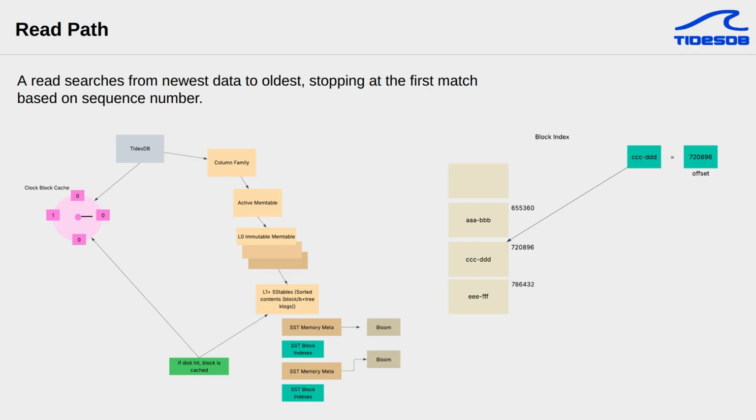We check this block cache or the B+ tree cache to see if we can avoid the disk read. But if we have to do the disk read, we read the block and then send it to the block cache, right?